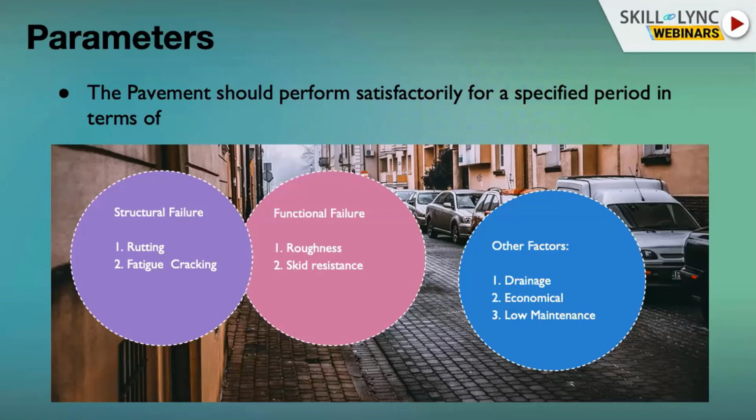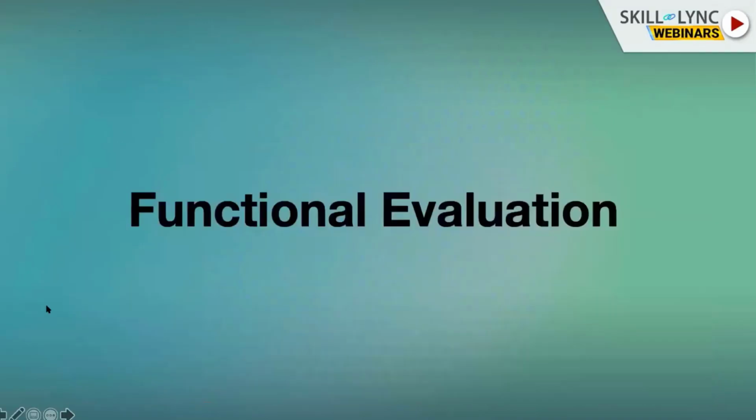And now we will see how we can do the functional evaluation. I hope you all remember what the parameters in the functional evaluation are. First one is roughness, second one is the distresses, third one is the skid resistance. These are the three main important parameters that we will be covering in functional evaluation.